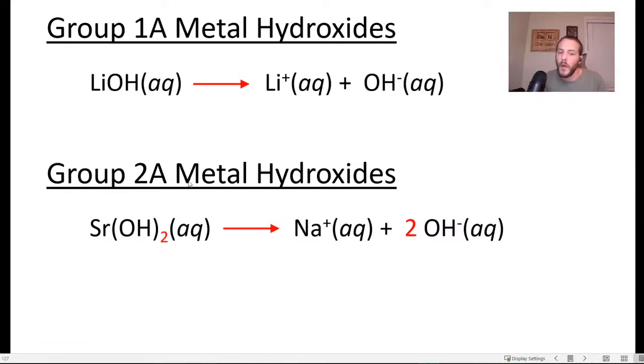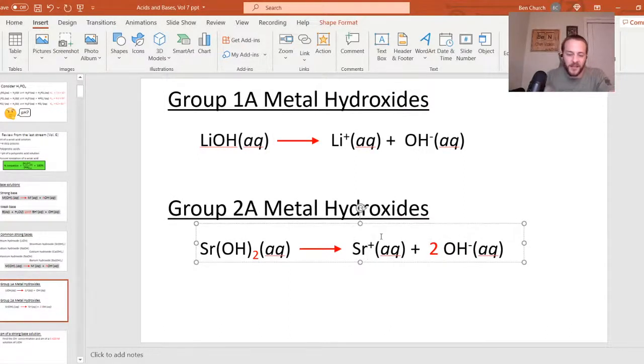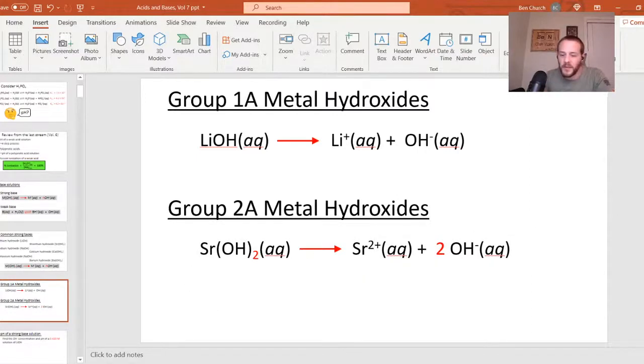And if you have a group 2A metal hydroxide, such as strontium, right? If you have a strontium hydroxide, looks like I did it again. You know, I really need to proofread these things before I go live with it. It's like I do proofread them, but I just don't catch everything. There's always something I miss when I do these things.